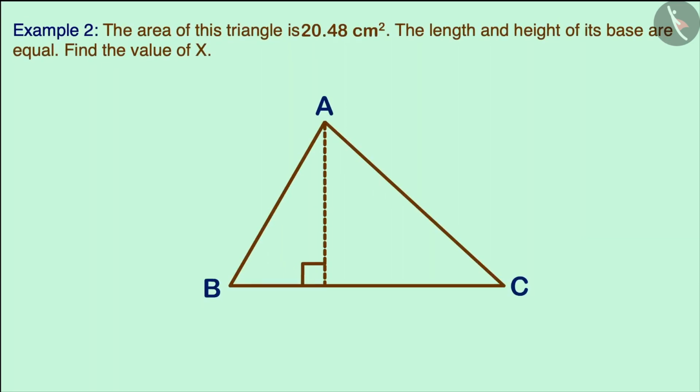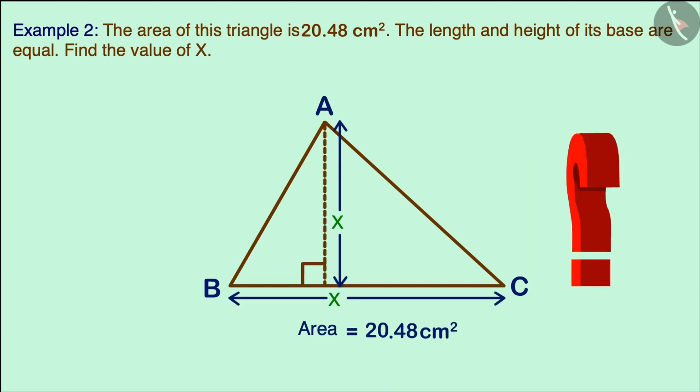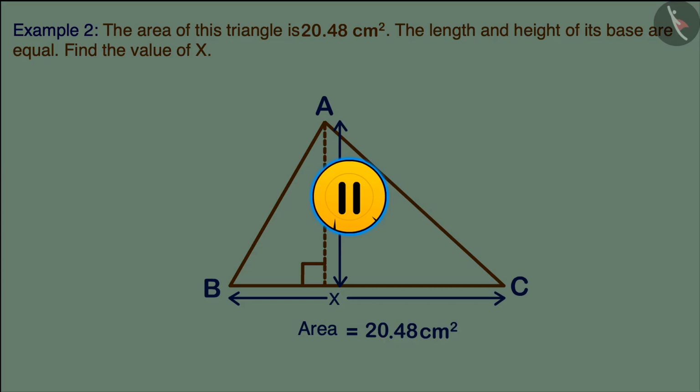Now look at this triangle. The area of this triangle is 20.48 square centimeters. The length and height of its base are equal to x. Find the value of x. You may pause the video here and solve the question yourself.